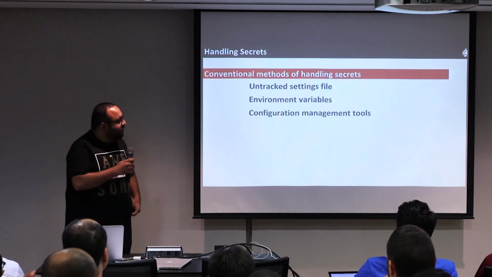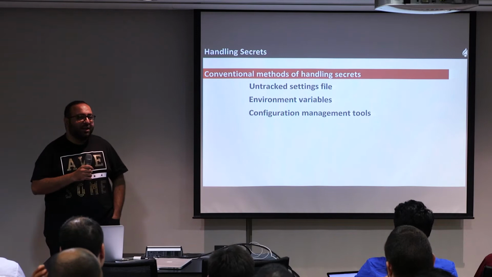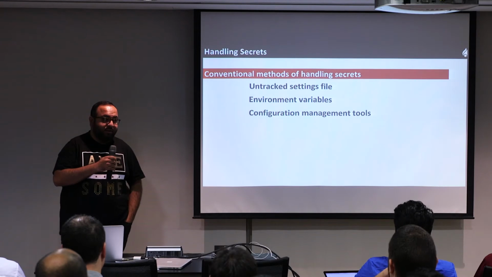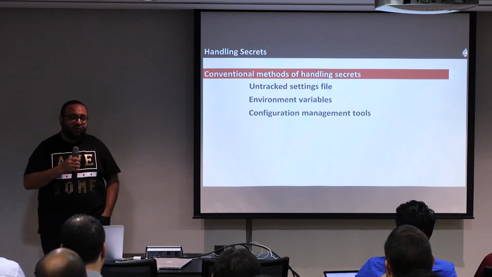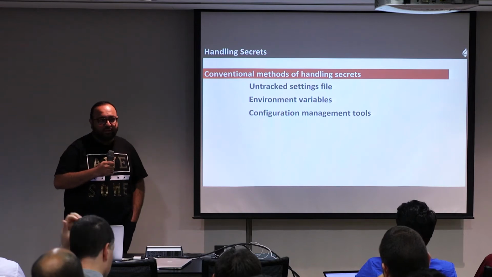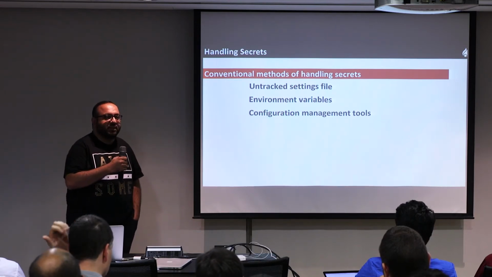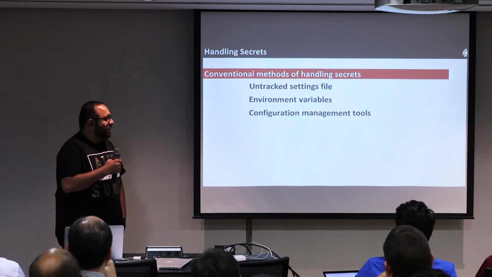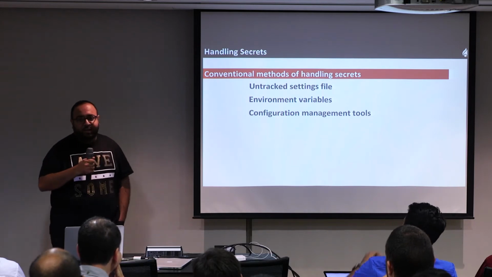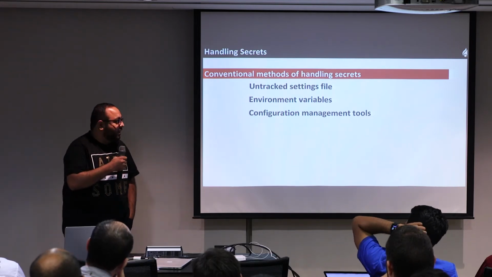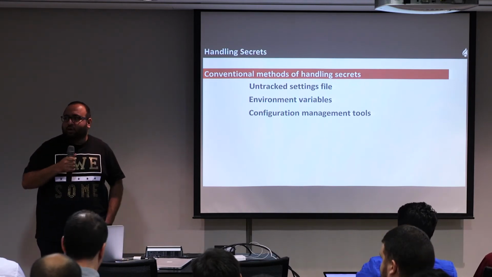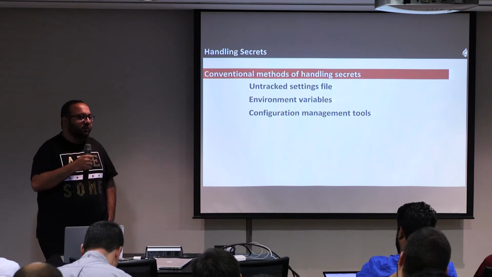Now, the conventional methods of handling secrets. This is something I think most of us have already seen, and most of us have already practiced as well. We started with an untracked settings file, some configuration file that we don't track anywhere, just laying around on some server. Then environment variables, as your application has to be a 12-factor app, with everything in environment variables as well. And then configuration management tools. These are the conventional methods that almost all of us have used in one way or another.